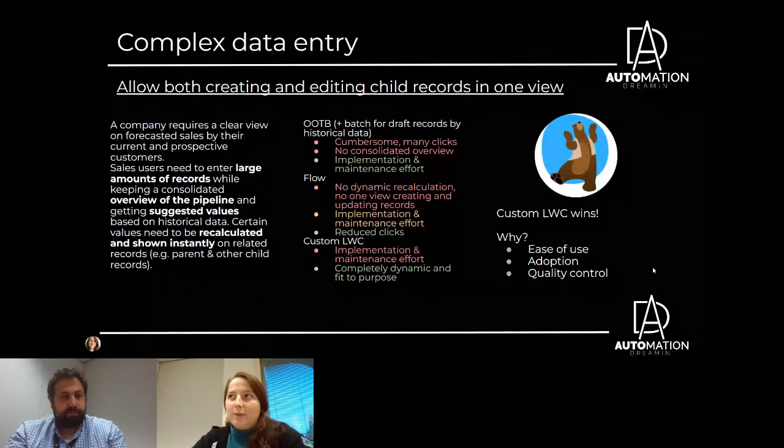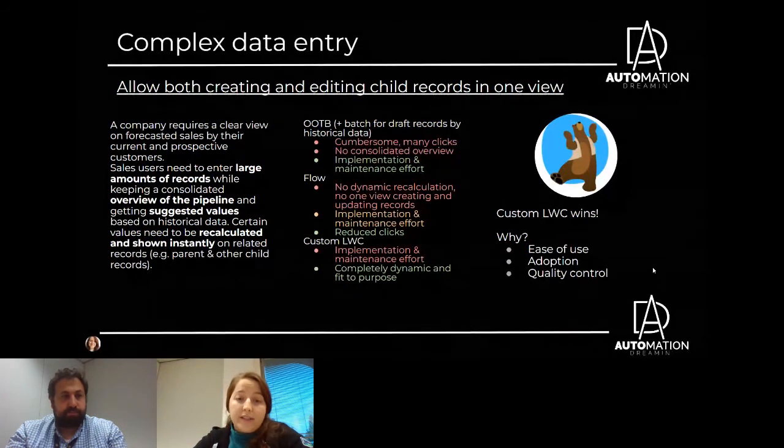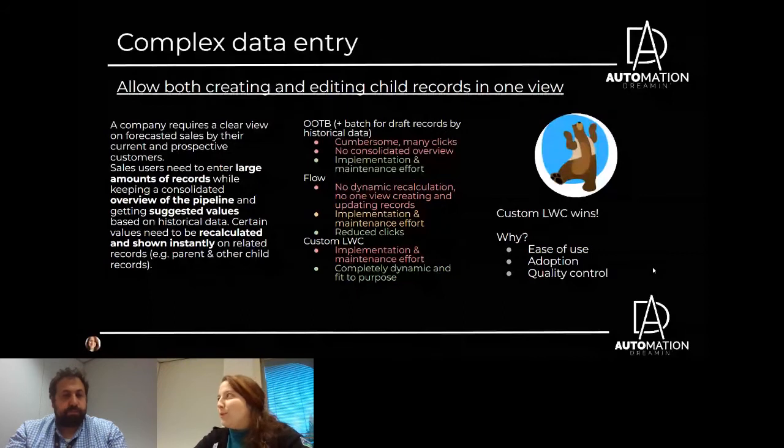So in that sense, okay, there's some pros and cons. Let's go to Flow. With Flow, we do not have dynamic recalculation or one view to create and edit records in one go. You will have some more implementation and maintenance effort than with the out-of-the-box option, but it will be less. And you will, of course, have reduced clicks compared to the first one.